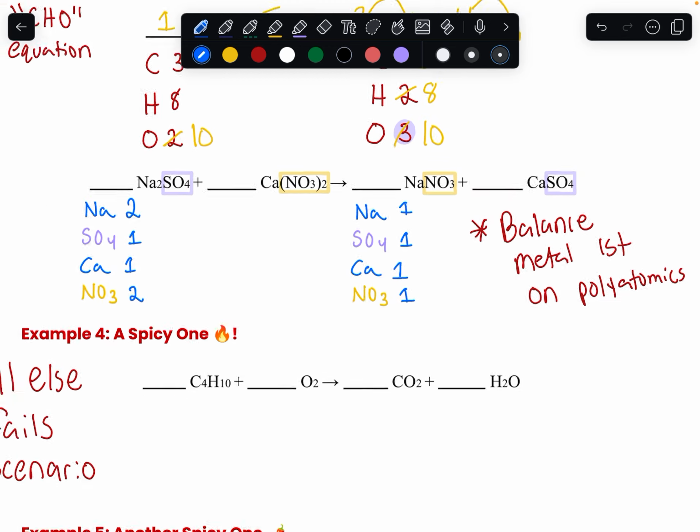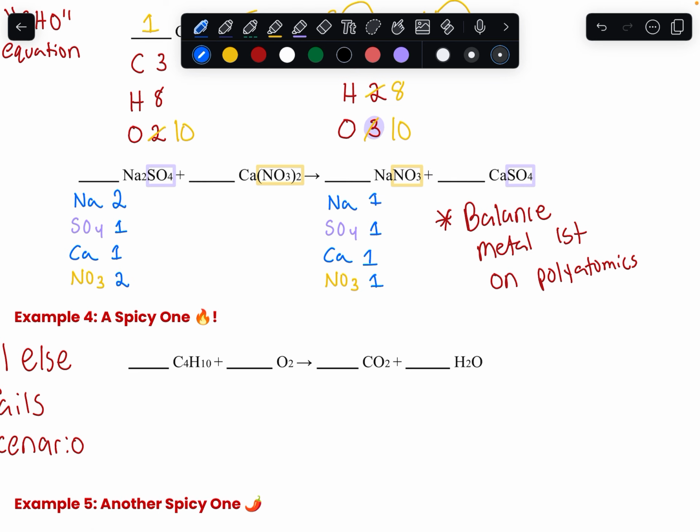So when I have polyatomics in my equation or my reaction, I'm typically going to look at the metal component of whatever I'm looking at first. So I'm going to look at the sodium here, okay? And I'm going to balance the sodium that's in front of one of the polyatomics first, because calcium's already balanced in this equation. I'm going to look at the unbalanced metal first. So in this case, it's sodium.